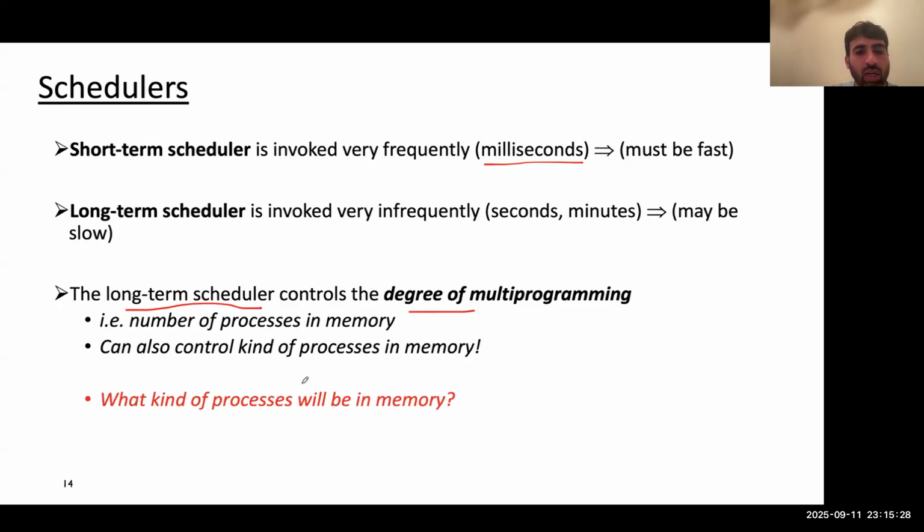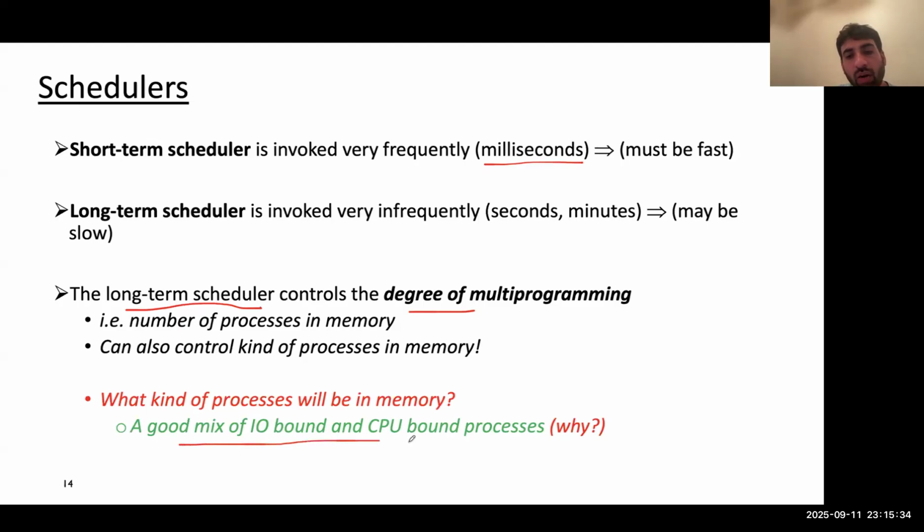So what kind of processes can we have in memory? As I said, we ideally want to have a good mix of IO bound and CPU bound processes. Why? I already gave you the reason for that. Anyone who wants to share that reason or reiterate it? Why do we want a good mix of IO bound and CPU bound processes? For example, why is it a bad idea to have 80% of the processes as CPU bound processes and 20% as IO bound processes?